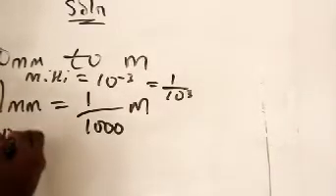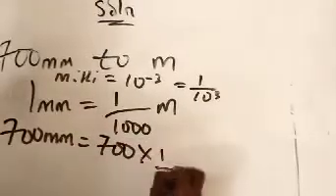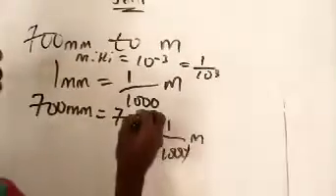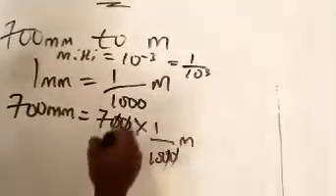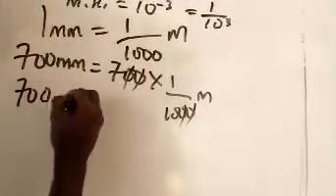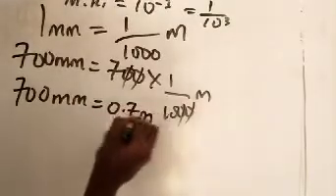So then 700 millimeter will be equal to 700 times 1 over 1,000 meters. And with 0 canceling 0, 0 canceling 0, you're left with 7 over 10. 7 over 10 is 0.7. So 700 millimeter is 0.7 meters.